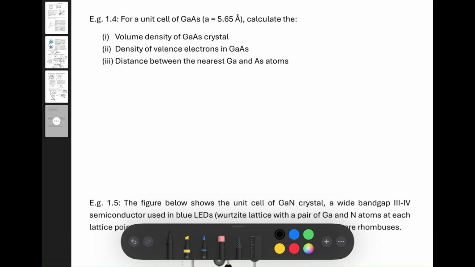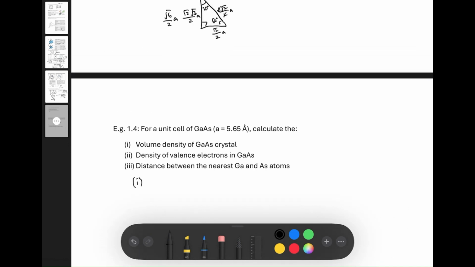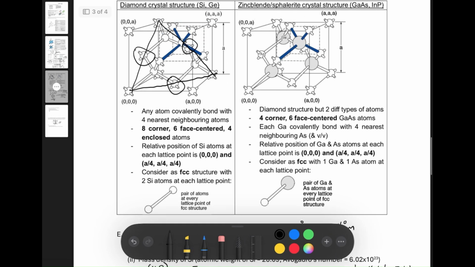Okay, so look at example 1.4. For the unit cell of GaAs, calculate the volume density of gallium arsenide crystal, the density of valence electrons in GaAs, and the distance between the nearest Ga and As atoms. So let's look at the structure of GaAs.